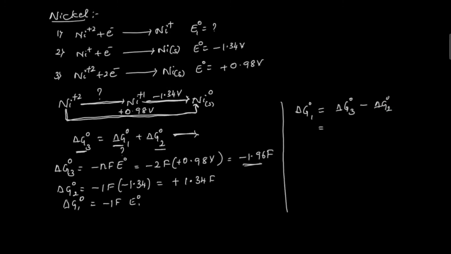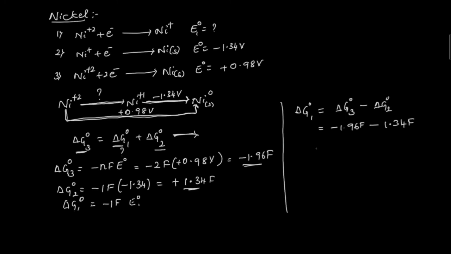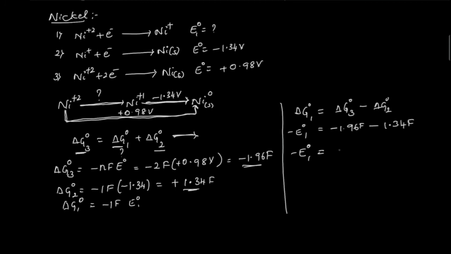So delta G naught value for the third reaction is minus 1.96 F, and for the second step it is plus, plus into minus, minus 1.34 F. By adding this, what do you get? You get minus 3.3 F. Is it not?